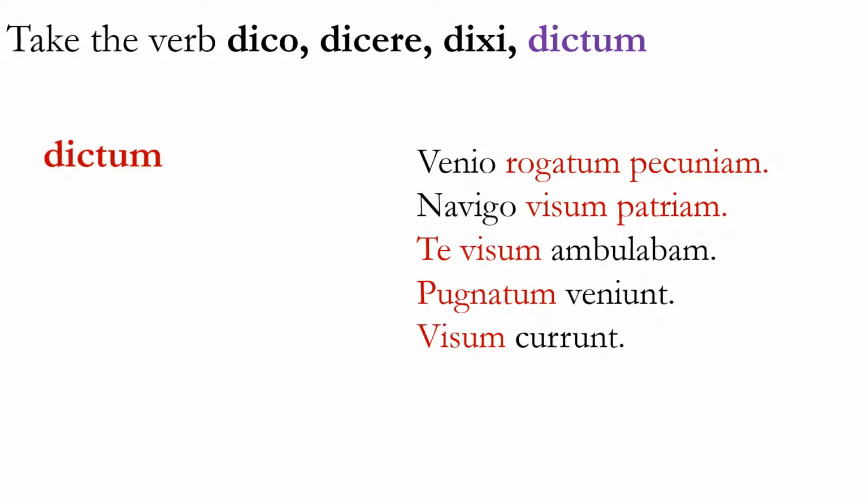Navigo visum patrium. I sail, or I'm sailing, to see the home country. Te visum ambulabam. I was walking to see you. Can you figure out the other two? Post a message here if you need help.